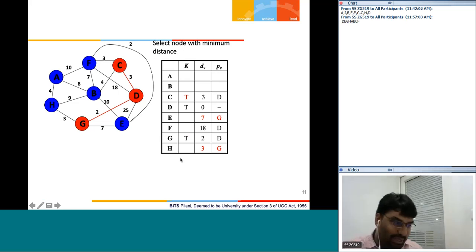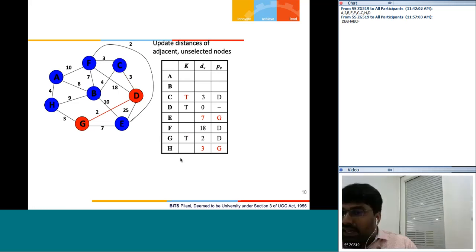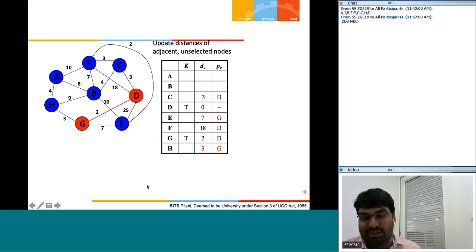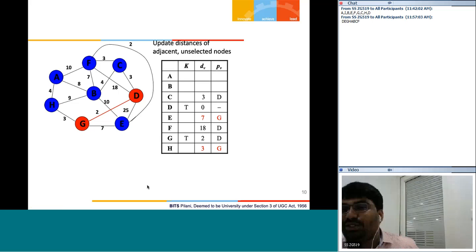Now what are connected? D is connected, G is connected directly. I know the information about the edges of G and I know the edges of D also. I know D's edges, I know G's edges. Now what next? I am at G. Can anyone give me an answer? What next will I do? That's correct. Vishal said either choose H or I can choose C. Anything you can choose, H or C.